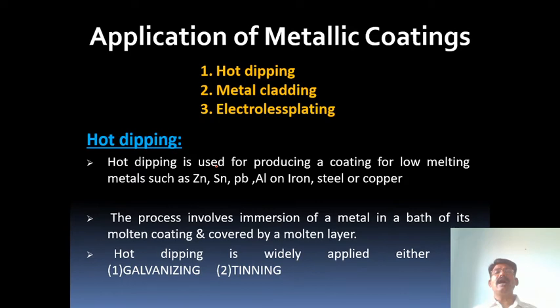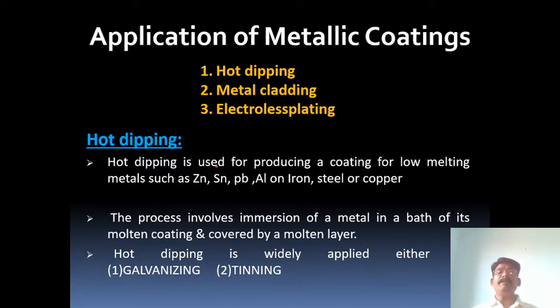So what are the applications of metallic coating? This is very important. The applications of metallic coatings are mainly three types: hot dipping, metallic dipping and electroless plating.